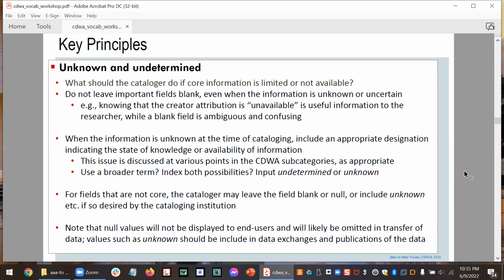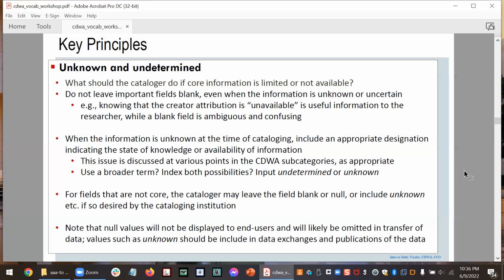CDWA and CCO talk about unknown and undetermined information. What do you do if you can't find the core information? It's not available. In CDWA, there is a discussion and advice for what to do in all of the subcategories. Maybe in some cases, it's better to use a broader term rather than a narrow specific term. Maybe if there's a discrepancy between the opinions of a couple of scholars, you might want to index both possibilities and explain the controversy, or maybe you just input a default value such as undetermined or unknown. So see each individual category to see what is advised for that.